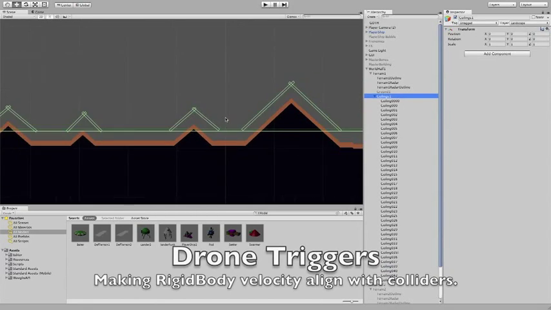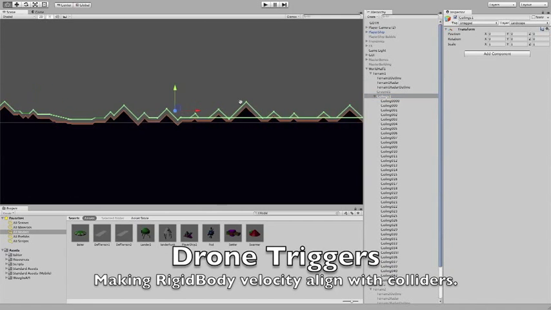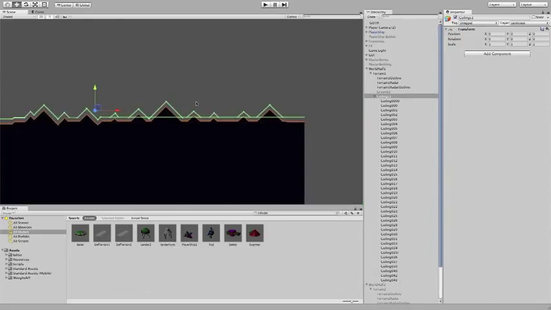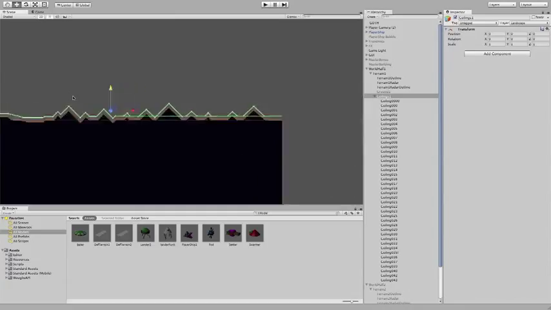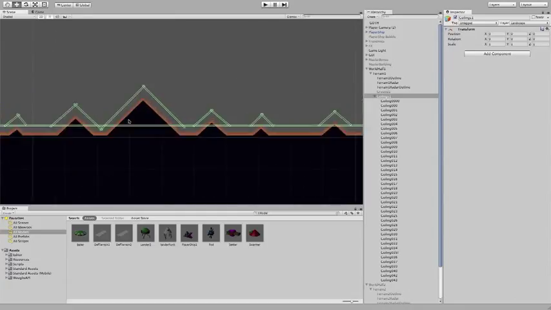So sometimes this is the way you can work with Unity. You just make some sort of system. This is my system: colliders that make little drones follow them. And then if you want to see the code, that's next. I'll show you the code that makes them follow them, because it's kind of the neatest part.